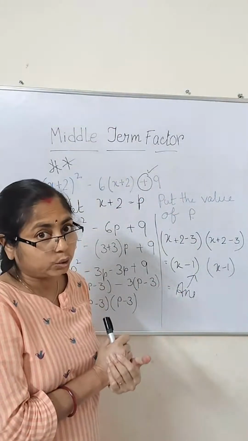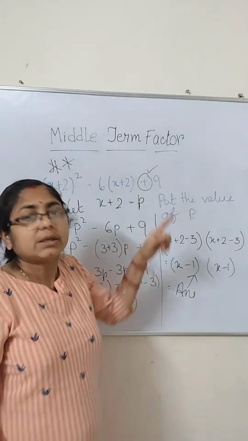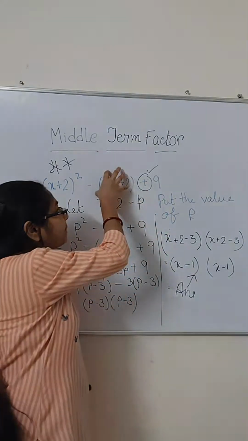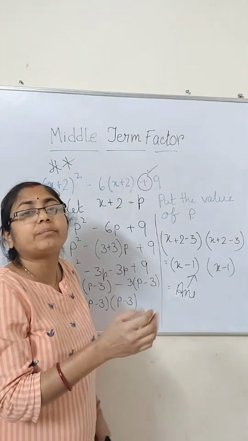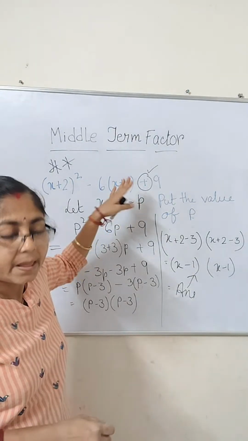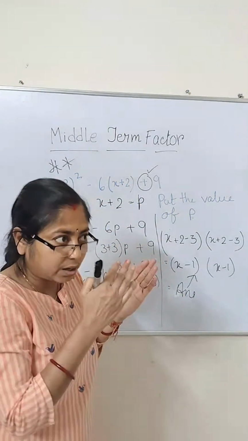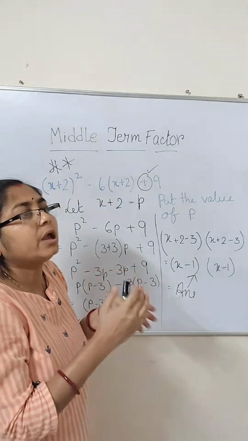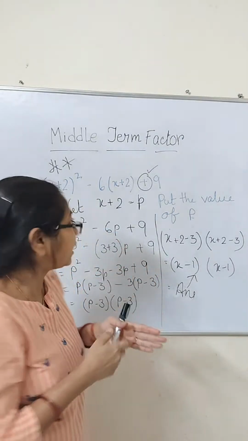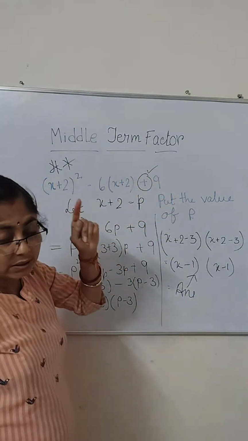Then how can you do it? You check the sign, there is a plus. Middle term factor means middle part you break down. Middle part means middle number, not the x part. X, Y, Z, this is a variable part. You break down only the numerical part. Here there is a 6. Clear?